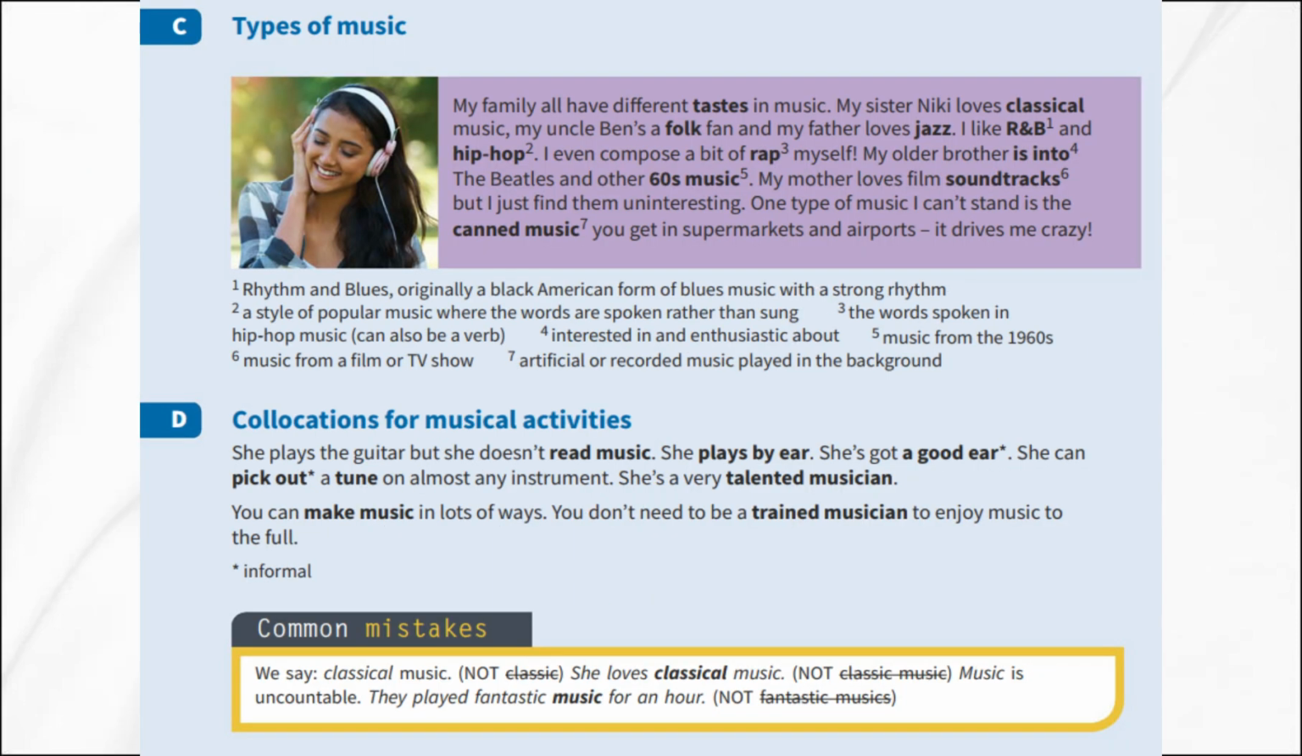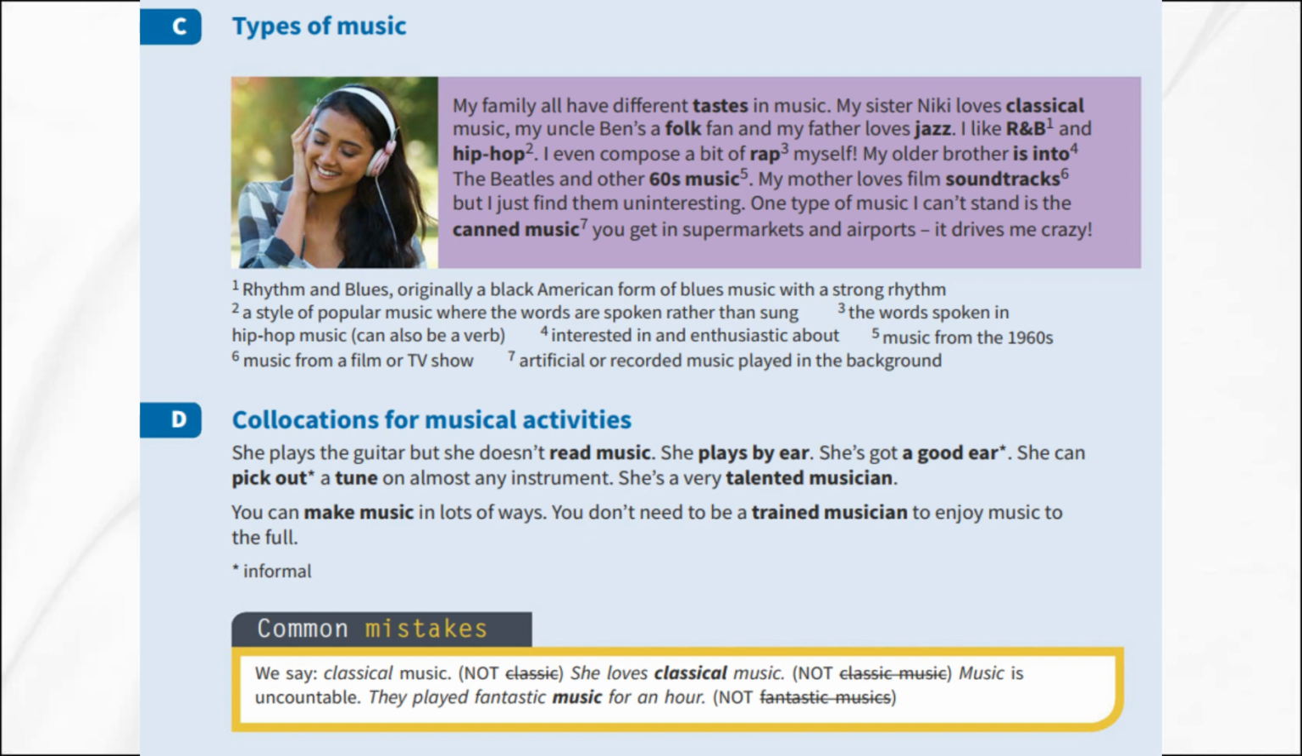Types of music. Now, let us talk about different types of music. My family all have different tastes in music. That means their personal preferences. My sister Nikki loves classical music, that is the traditional, serious music of Western culture. My uncle Ben is a folk fan. Folk music is traditional music from a particular region. My father loves jazz, a genre that originated in African American communities.